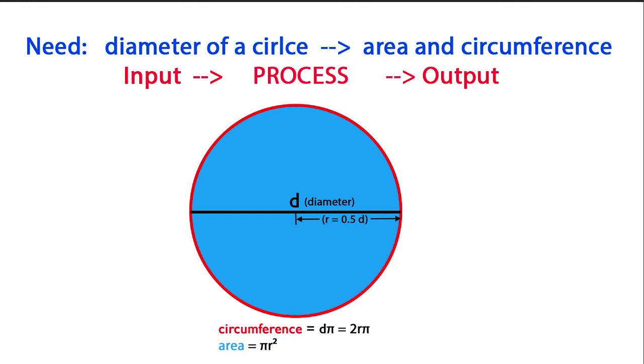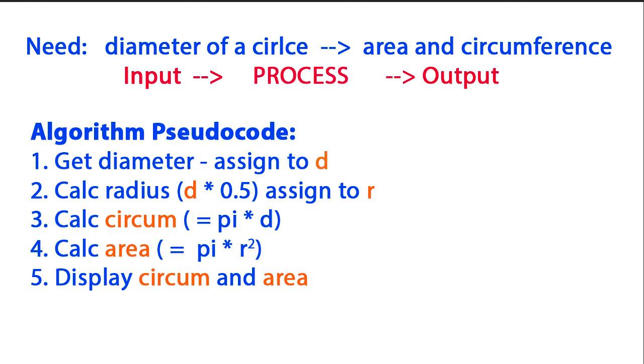So our process to get from the input to the output is what we call our algorithm. What are the steps to get from input to output? What are the steps to complete a process? In pseudocode, which is just simple English syntax, we can write out the steps. We need to get the diameter from the user. We're going to assign that to a variable called d. We're going to calculate the radius, which is half the diameter, and assign that to a variable called r. We're going to calculate the circumference as pi times diameter, or pi times 2r, and calculate the area as pi times r squared. And then we want to display the circumference and the area. So we're going to display the values of the variables circum and area.